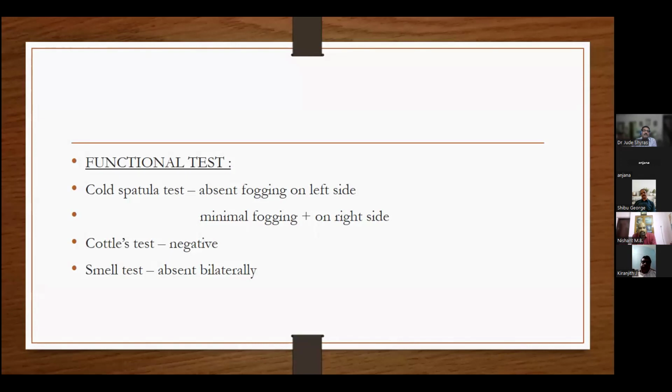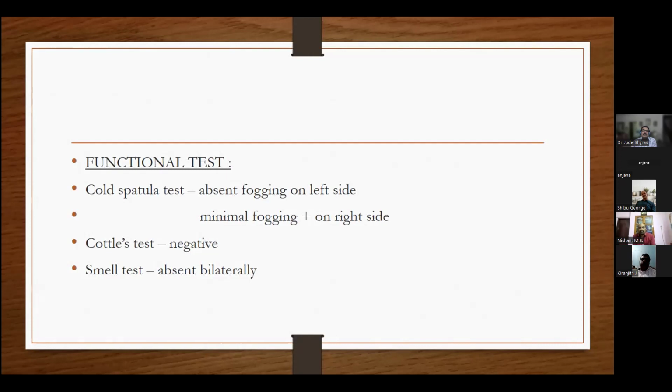Cottle's test was negative and smell test was absent. He was not able to perceive smell bilaterally. Why did you do a Cottle's test here? In order to assess the area of the internal nasal valve. But you already have a huge lesion which is coming out. What is the point of doing a Cottle's test? I think it is not needed here. How will you do a Cottle's test? Pull the cheek laterally and ask the patient whether the obstruction is relieved or not. If the obstruction is relieved, Cottle's test is positive.